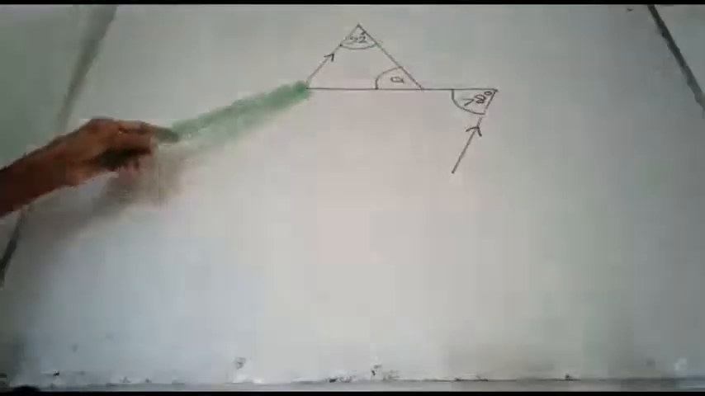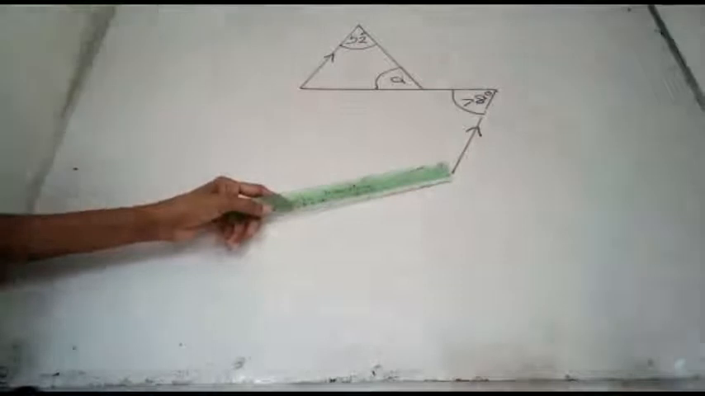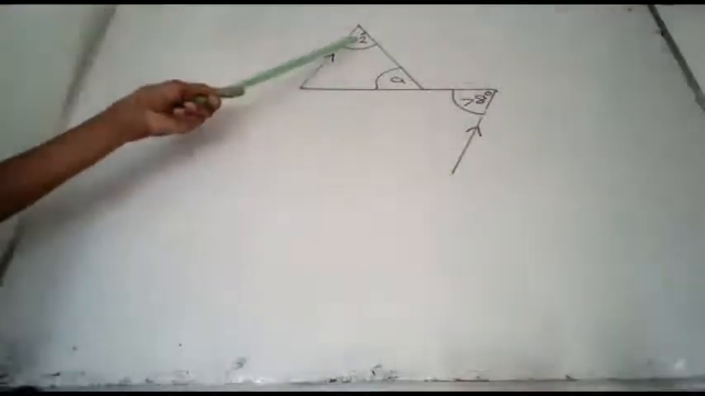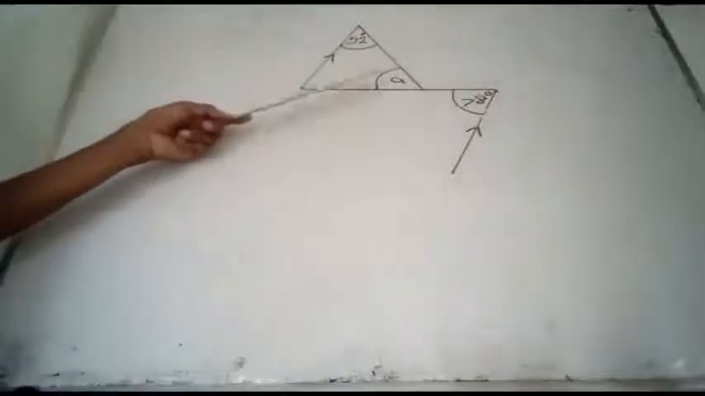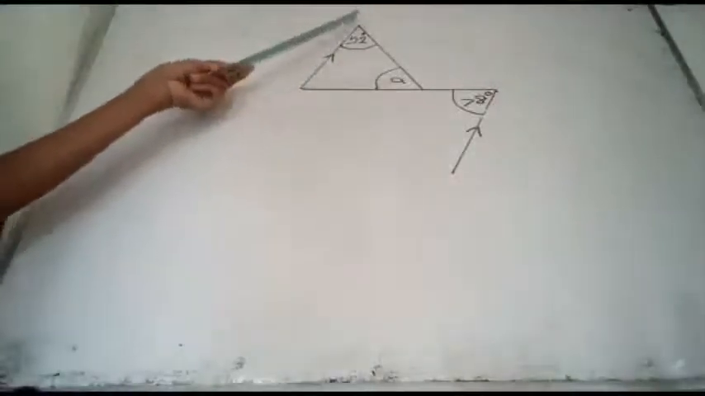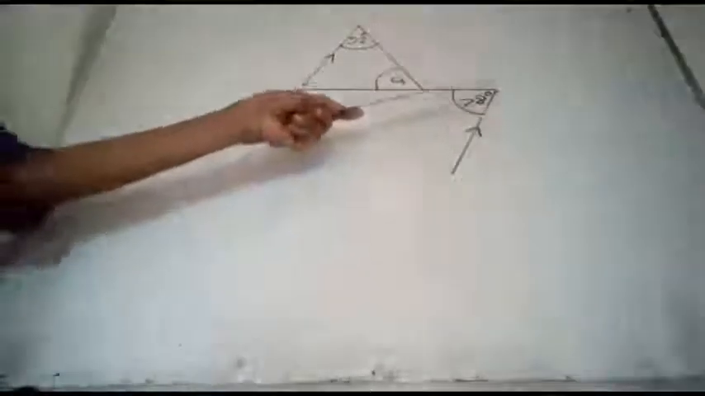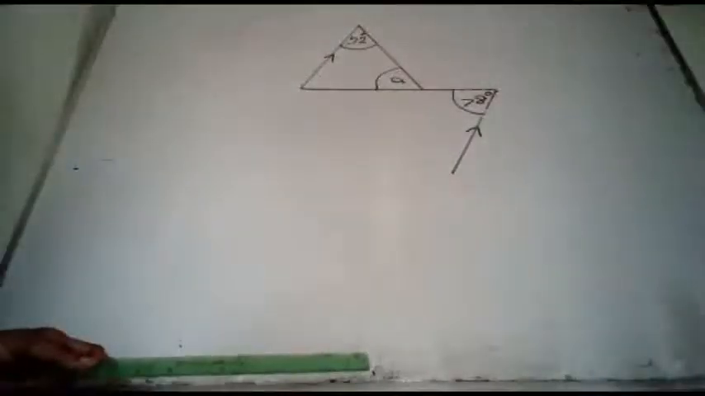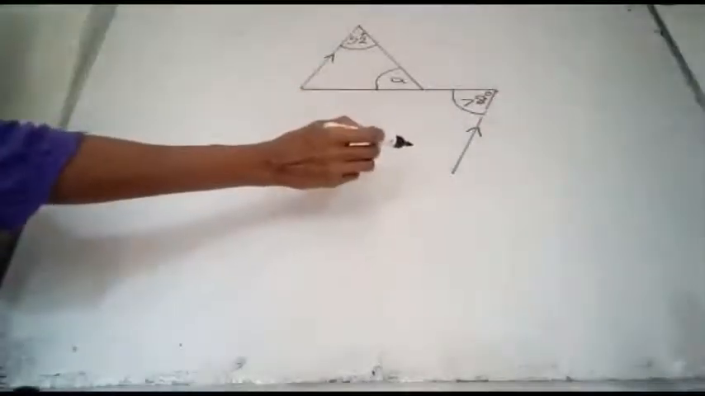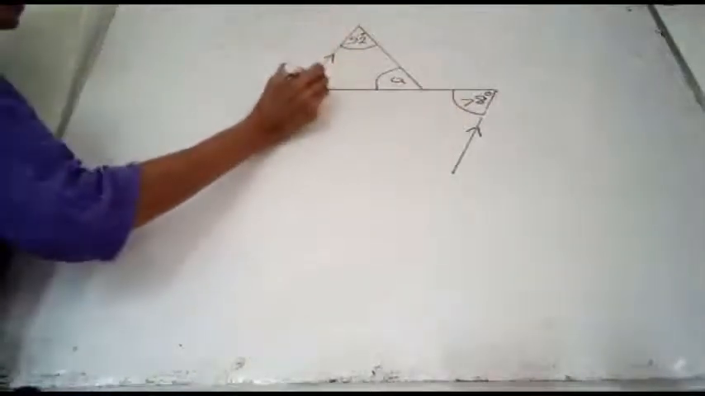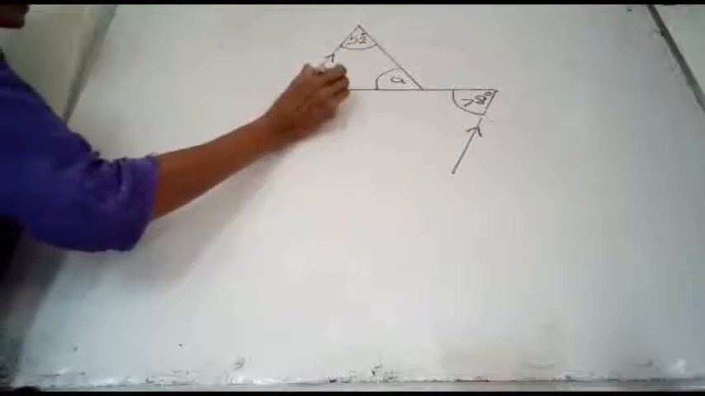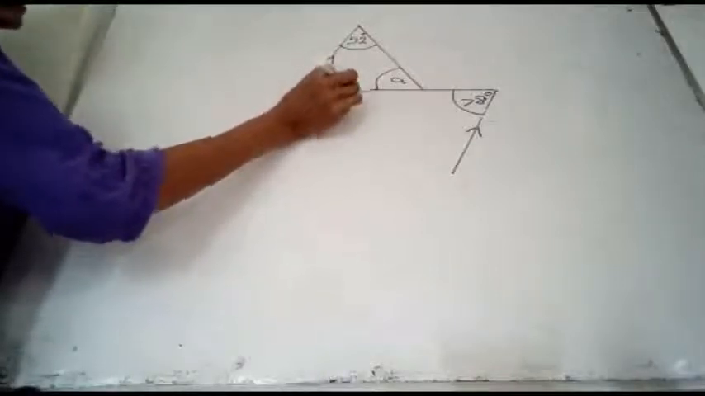These two straight line segments are parallel to each other. The magnitude of this angle is 52 degrees. Find the value of A. These two straight line segments are parallel. Then alternate angles are equal. This angle is 78 degrees.